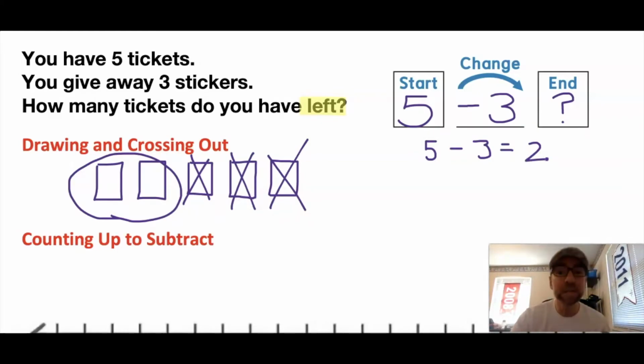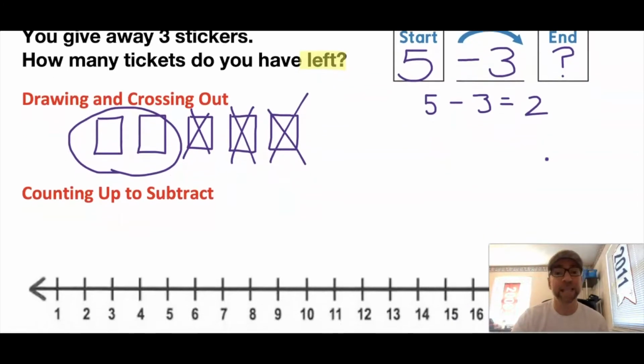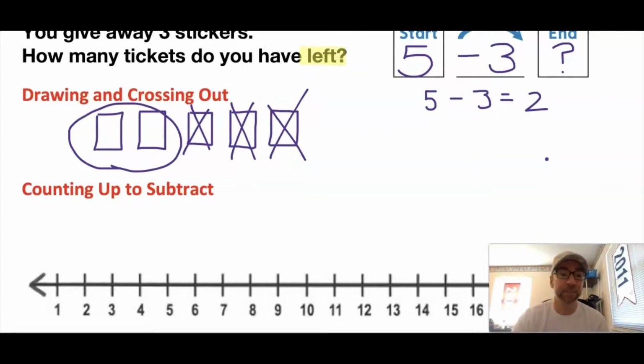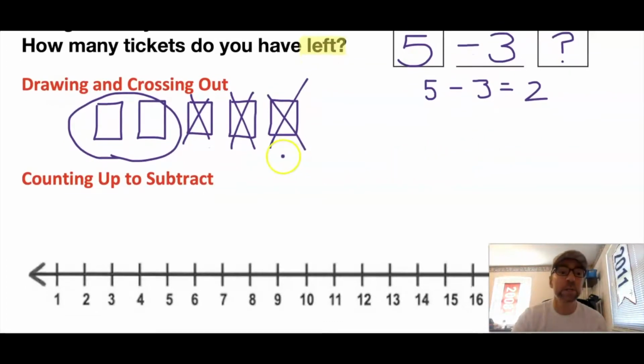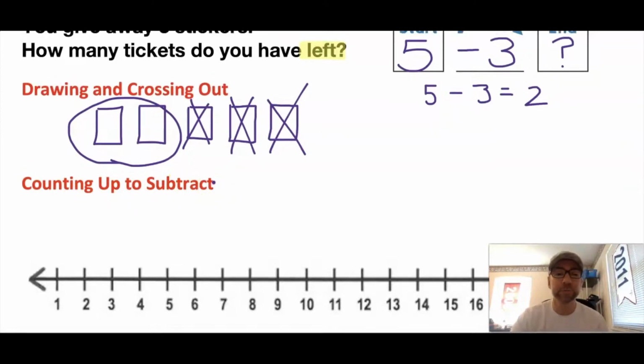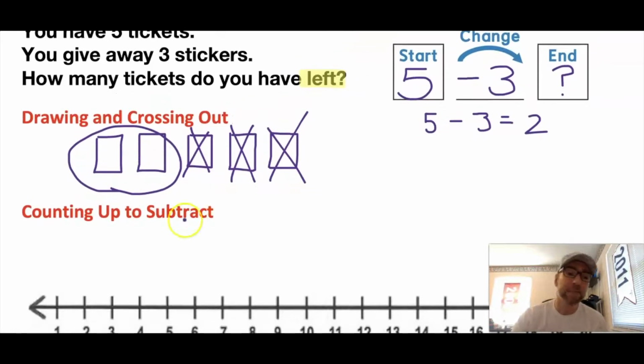But there's also another way that I can find the answer. I can also use the counting up to subtract strategy. And here's how I do that. If I'm giving away 3 tickets, and I'm going to end up with 5 tickets, I start at 3, and then I count up until I get to 5.